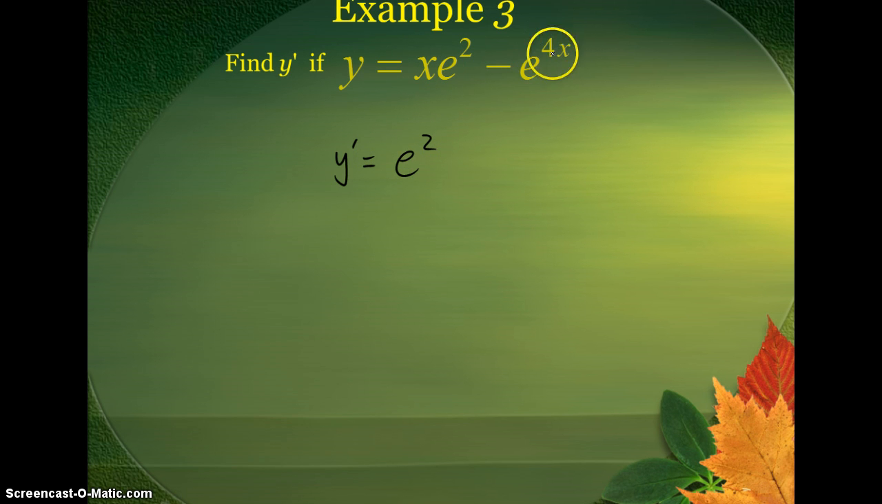And now I get the second piece. The second piece is just a copy, and then times the derivative of the exponent, which would be 4. And that's my answer. If we had to go y double prime, the derivative of this e squared would just be 0, because that e squared is a constant.